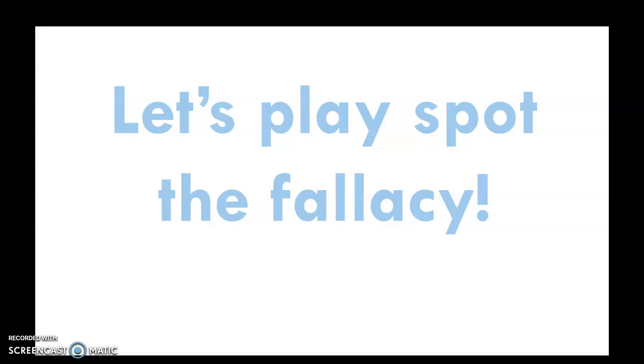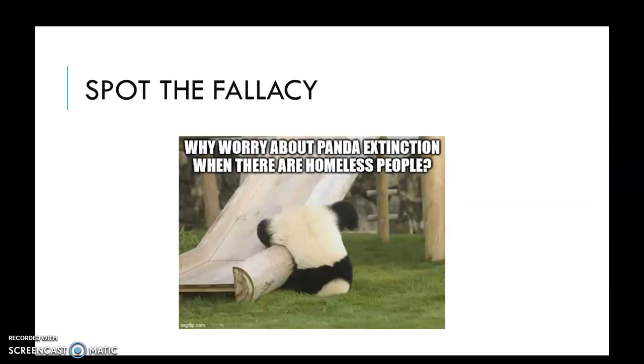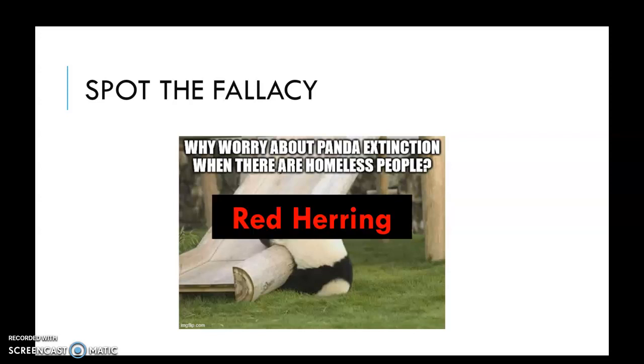Okay, let's play a game. Let's play Spot the Fallacy. Here's the first. Spot the fallacy. "Why worry about panda extinction when there are homeless people?" That's a red herring because it distracts you from the main argument through an unrelated tangential point.